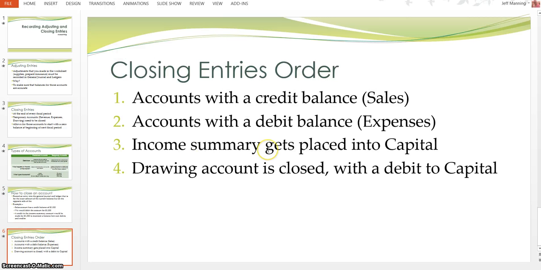Finally, there is an order that you do these entries in. We are going to close the sales account first, and then we're going to close all of the expense accounts. And then we're going to move our balance from our income summary to our capital. And I know you don't really know a whole lot about why we're going to be using the income summary, but I'll explain that. And then finally, we close our drawing account. And then we're done. So let's get started.